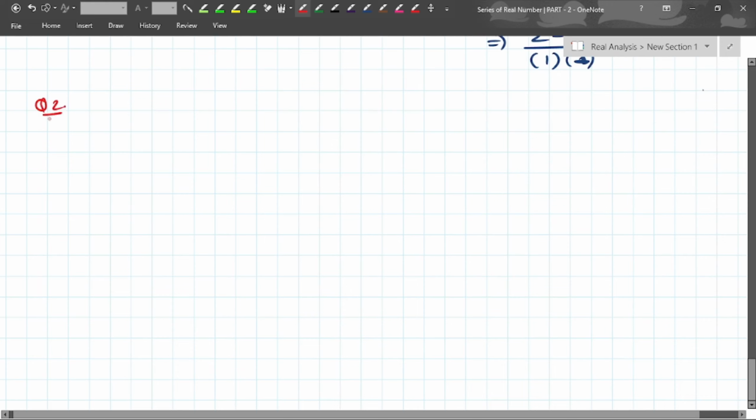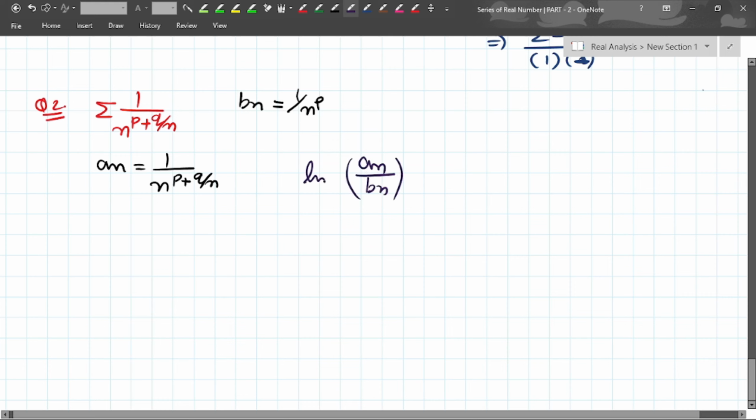Let's say one more question like this: summation 1 upon n power p plus q by n. If this is the question, then we'll take bn. From here an is nothing but 1 upon n power p plus q by n. What is bn? So bn is nothing but 1 upon n power p. Just take the ratio an by bn and take the limit n tending to infinity.